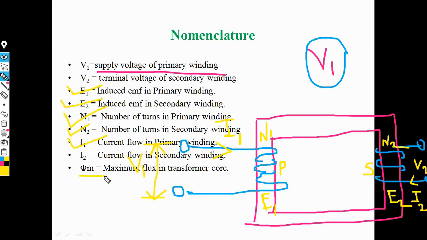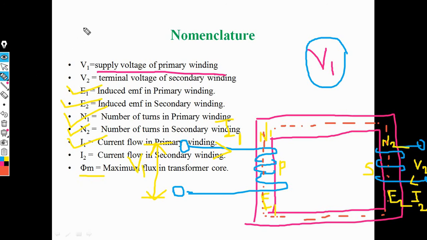And we also need the flux, that is the maximum flux flowing in the transformer core, these are the fluxes passing through the transformer core. Now this is the nomenclature used in a single phase core type transformer.